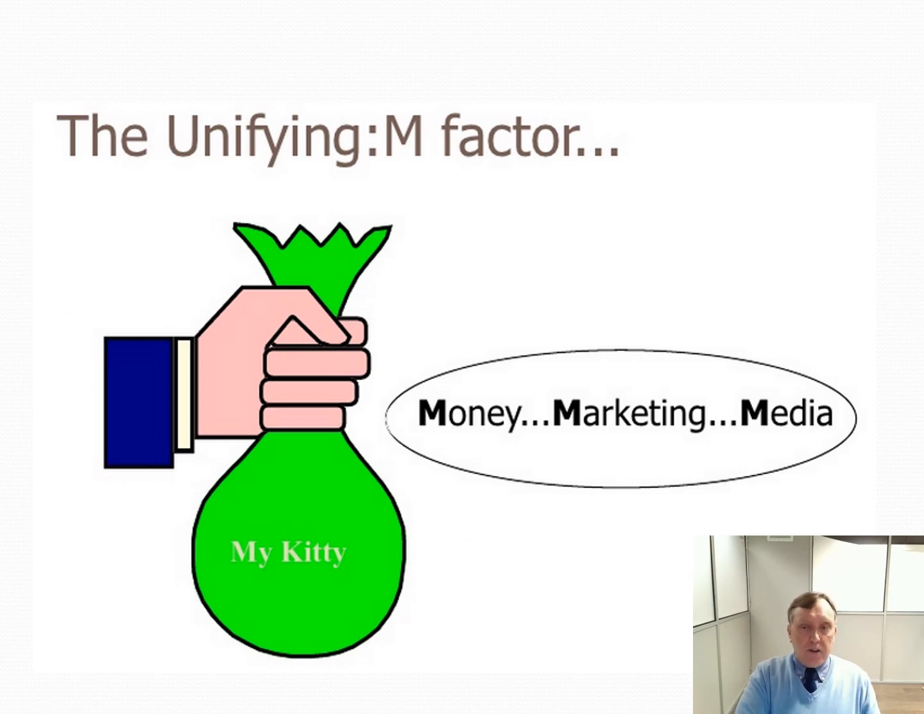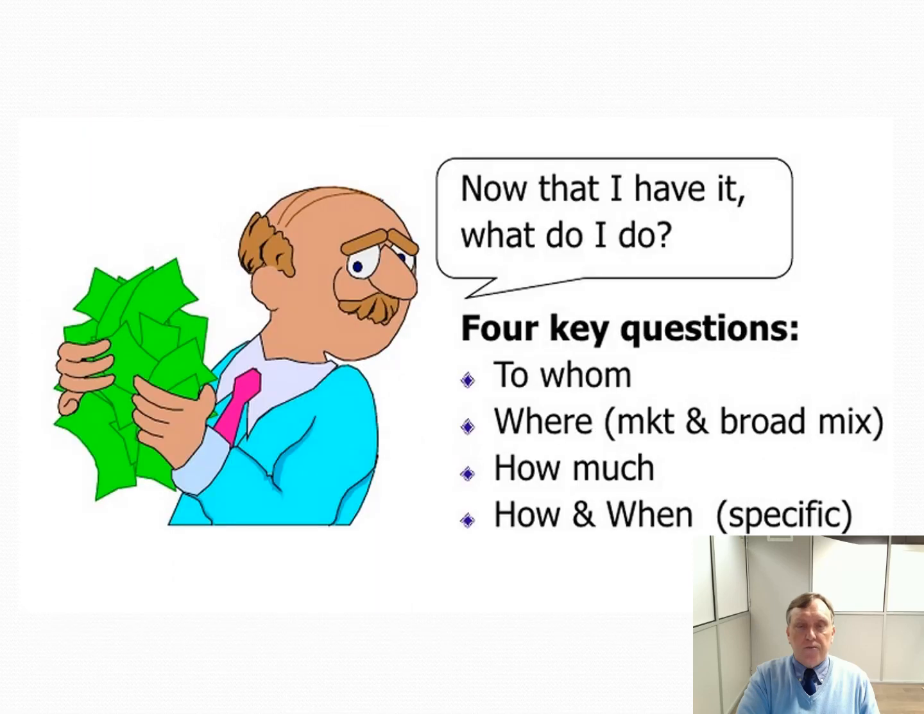This may not come as a surprise, the unifying M factor. A couple of things that we're looking at. The first one, of course, money. So money, marketing, and the media that unites all of these. These are the things we're going to be looking at next.